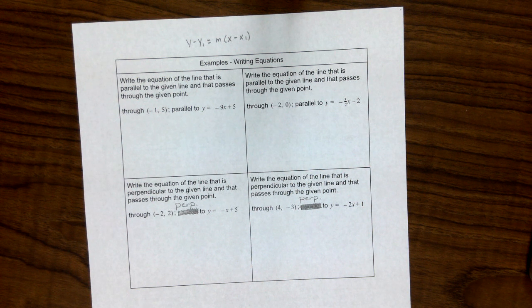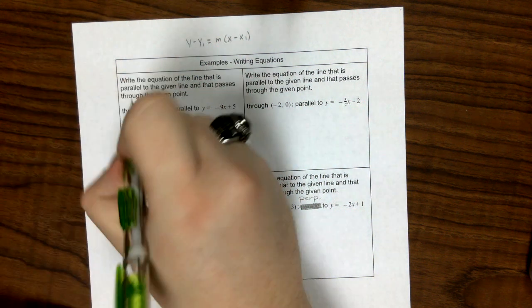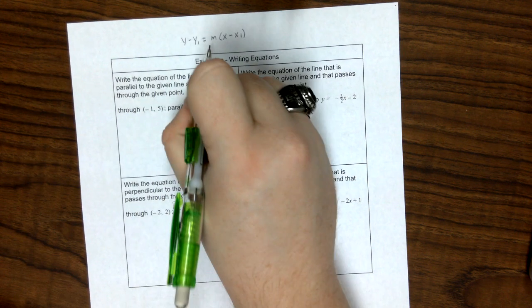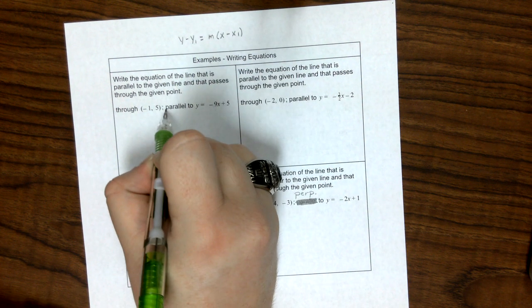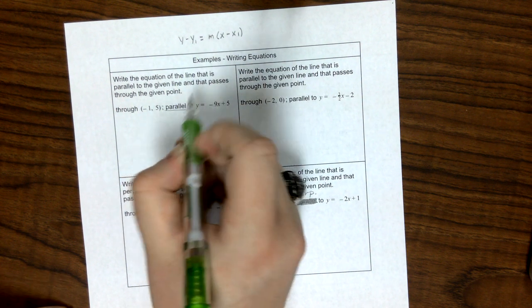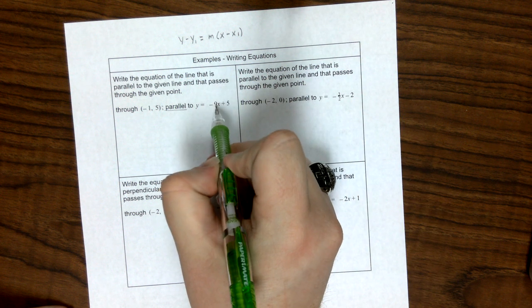That's called point slope. We looked at it Friday. We're going to use that. So we already know the point. We just have to figure out what the slope is going to be for the new line. And what tells us that is this word: it's parallel to this line.